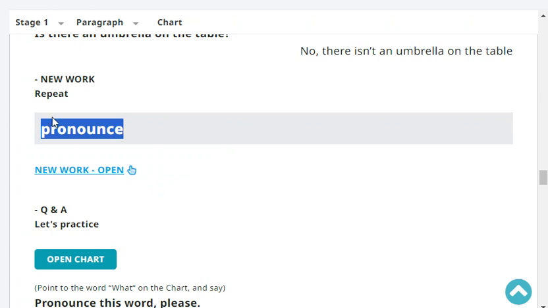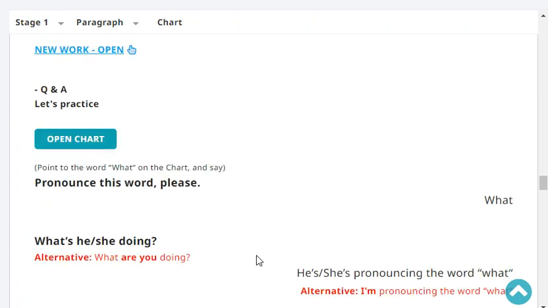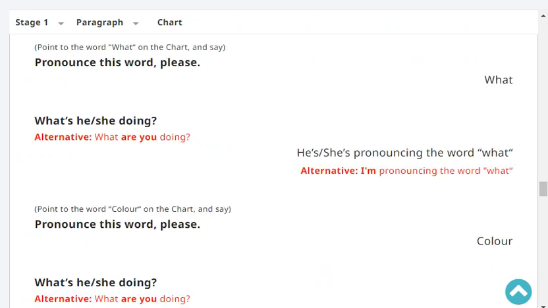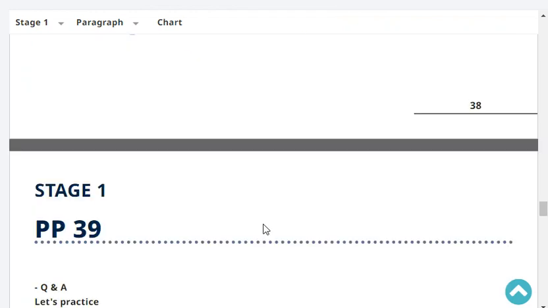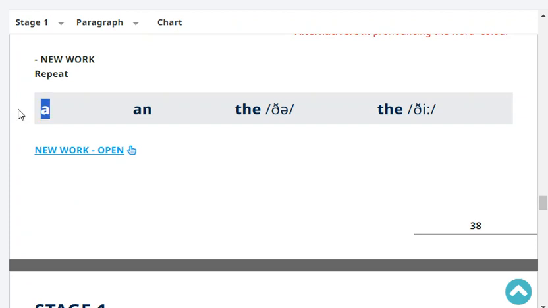Next, pronounce. Pronounce this word, please. Very good. What's she doing? She's pronouncing the word. Pronounce this word, please. Color. What's he doing? He's pronouncing the word color. Okay. Very good. So we stop there for today.